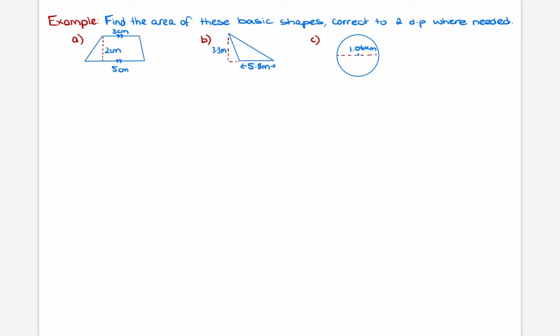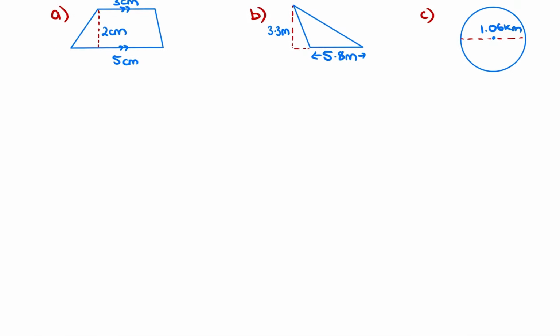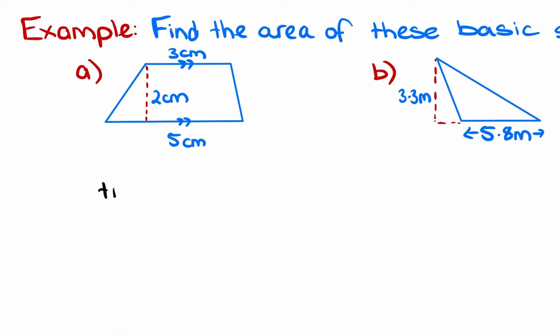Okay, so now I've got here, it says, find the area of these basic shapes, correct to 2 decimal places where needed. So some of them, like circles, are going to have decimal places. If I look at my first one here, this is a trapezium.